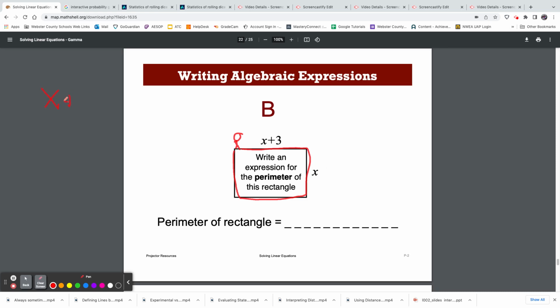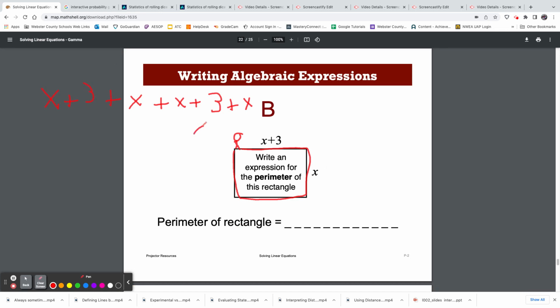So the first length you walked would have been x plus 3. Then you would have walked an x. Then you would have walked another x plus 3. And then you would have walked an x. So this would give me the perimeter. This could be an expression that I write for the perimeter of the rectangle, but it would look better if I simplified it. And to simplify it could be as simple as adding the 3's together.